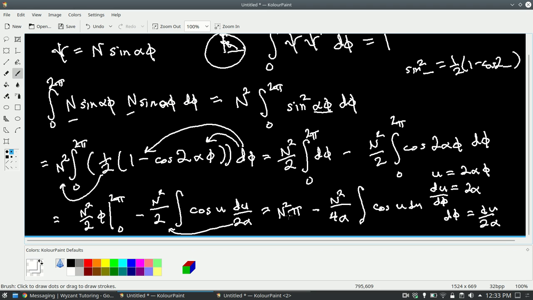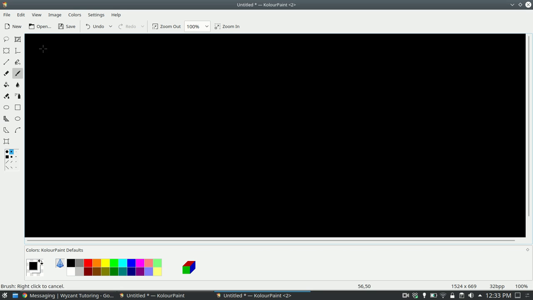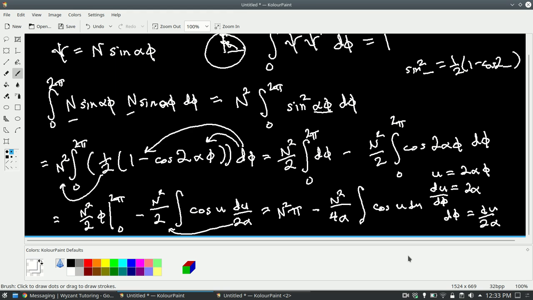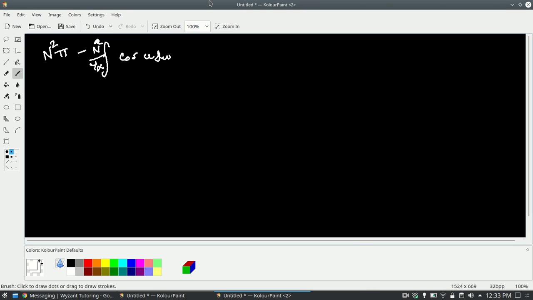Then, what was that other one? Yeah, so we ended at n squared pi minus the integral of cosine u du, except over here it was n squared over 4 alpha. Is that where we ended? Yeah, that's good. Now that just equals n squared pi minus n squared over 4 alpha times sine of u.